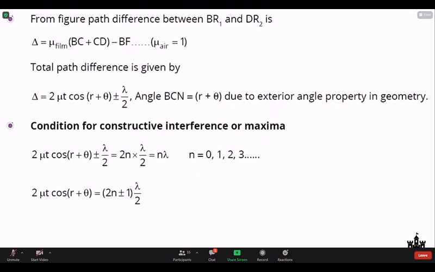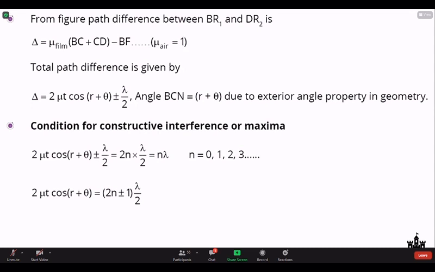Again here we get the difference from the figure. The path difference between the rays R1 and R2 will be equal to 2 mu t cosine r plus theta plus or minus lambda by 2. So the only change you will observe is that instead of cosine r, you have cosine r plus theta. Other things will be similar.